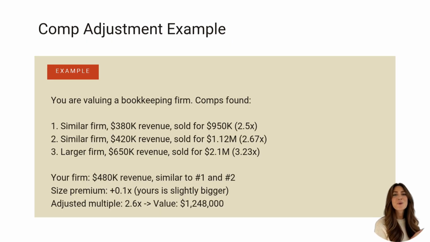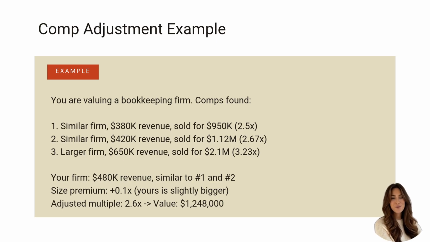Let me walk you through a real comp adjustment. You are valuing a bookkeeping firm. You find 3 recent sales. The first was $380,000 in revenue, sold for $950,000, which is a 2.5 times multiple. The second was $420,000 revenue, sold for $1.12 million, that is 2.67 times. The third was a larger firm at $650,000 revenue, sold for $2.1 million, that is 3.23 times.